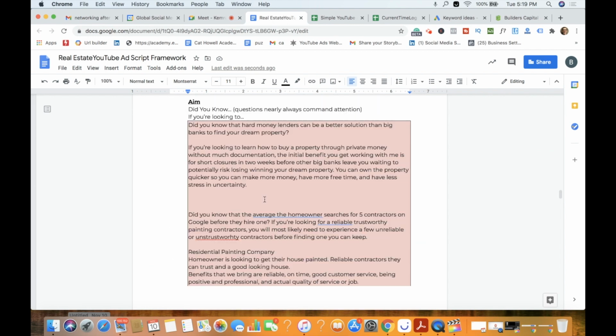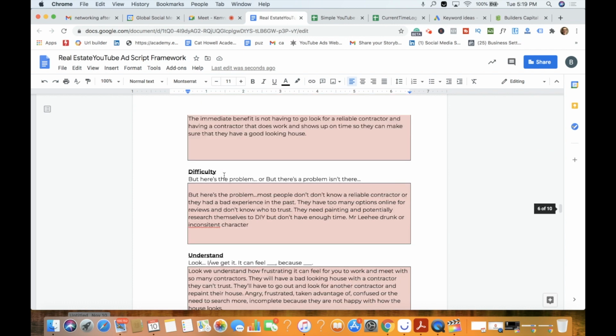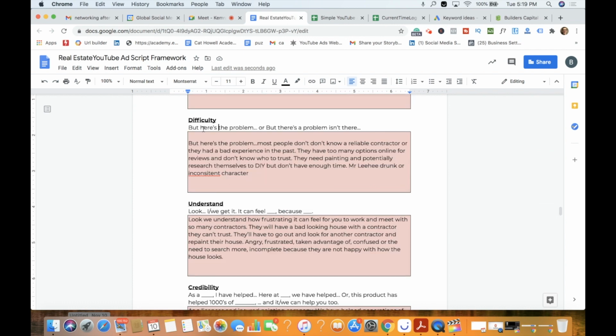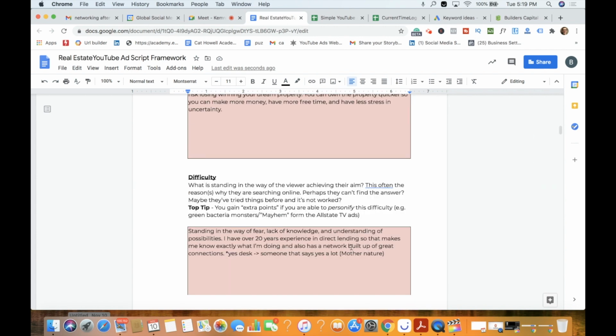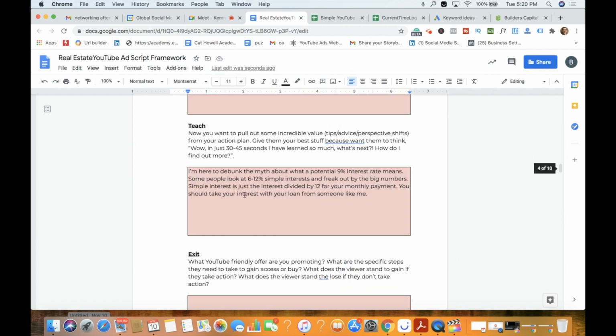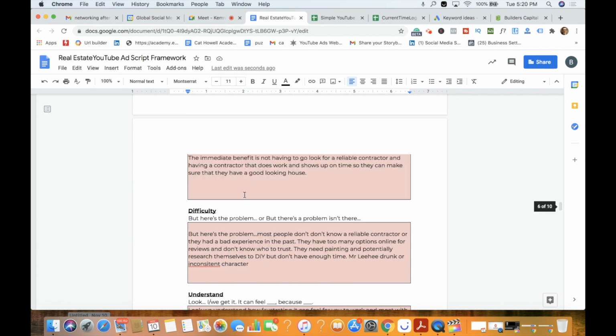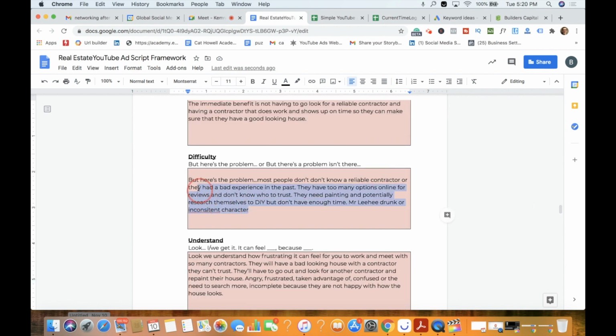This is step 2, drafting your script. I just took those sections and pasted them in and gave you these little frameworks, right? So like, here's the problem for the difficulty. So I just go back to difficulty, grab that and work that out, right? Customize this and get it to where it's like you talking and not like a framework. But here's the problem, standing in the way of fear, lack of knowledge, and understand possibilities, is the norm for most people.